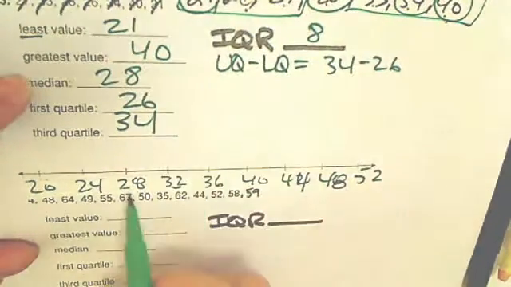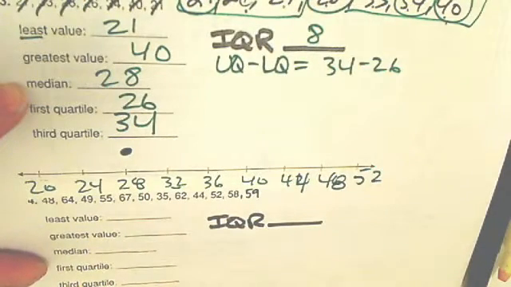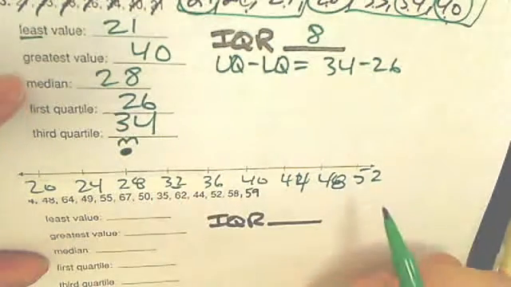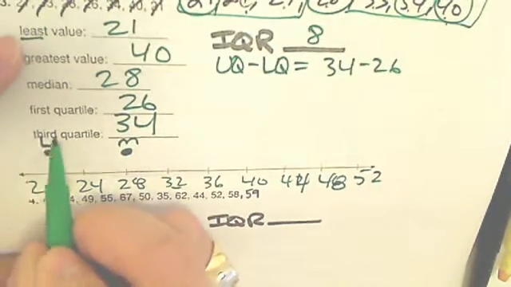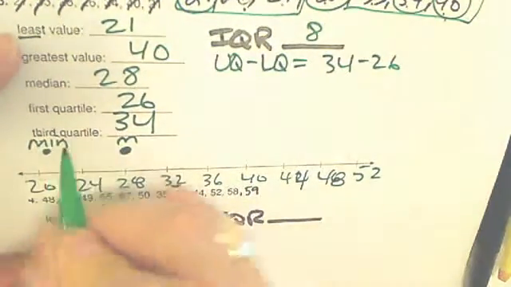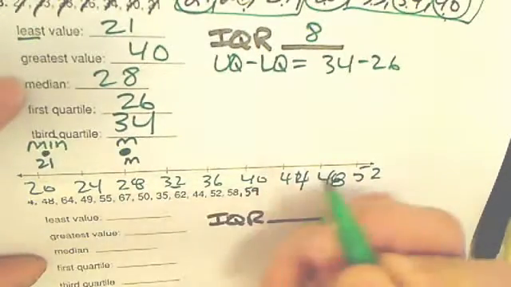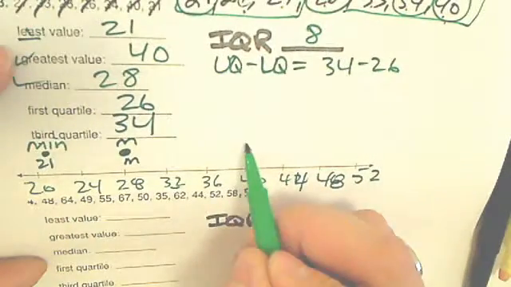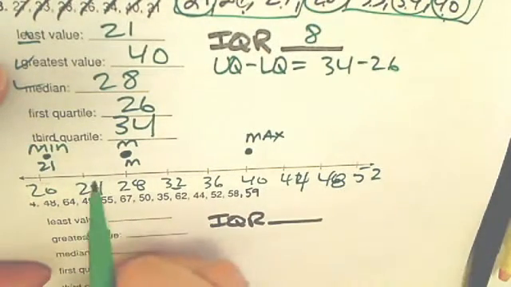The number in the middle, 28. Put a dot above 28. Middle number. Think middle child, middle number, median. What's the least? 21. So I'm going to be about here at 21. That's the minimum. 28 is the median. The highest number is 40. So that's the maximum. And then the middle numbers, 26 goes about right here, right?